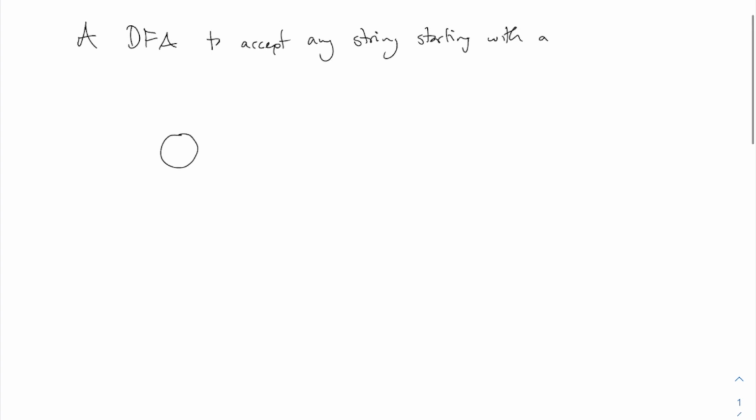A DFA to accept any string starting with A. This would be something like, here's my starting state, and the first letter could either be an A or a B. These examples were just about strings of A's and B's. And if the first letter is an A, then it should be accepted sort of permanently. No matter what happens after that, you should accept a string which begins with A. That's what the rule says. And if it begins with B, it should be rejected regardless of what happens after that. So that should look like this.